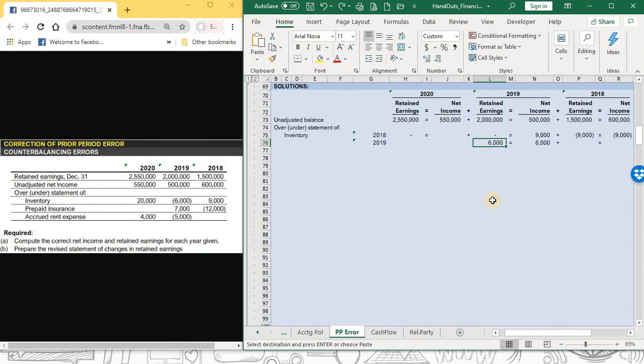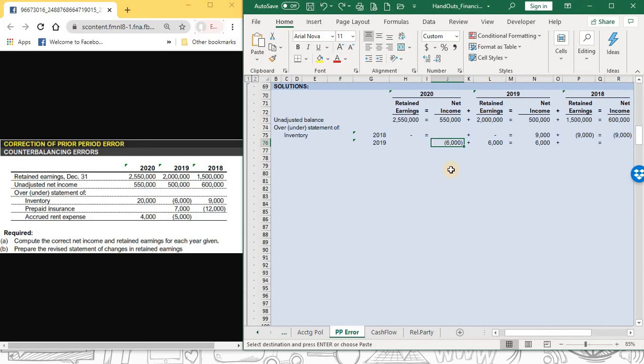So for 2020, the beginning inventory is understated by 6,000 pesos. And again, since the beginning inventory is understated, it means that the net income in 2020 is overstated because they have an inverse relationship. So if the net income in 2020 is overstated, to correct the overstatement, we need to deduct 6,000 pesos from the net income column in 2020.